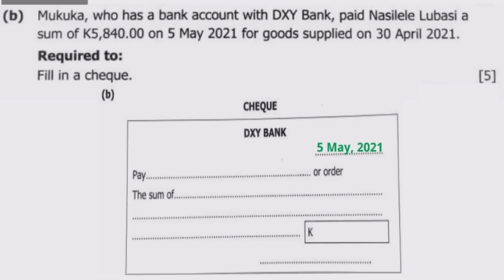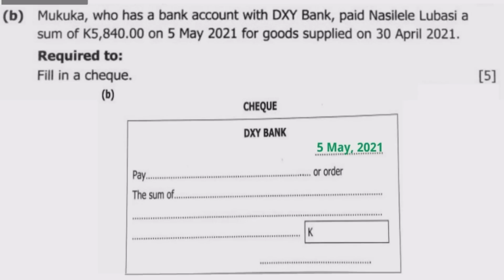The date on which you are making the payment. Please don't write the date for April. Write the date you are making the payment. Even if the goods were supplied some days back, you write the date when you are writing the check. So we're going to write 5th May 2021.